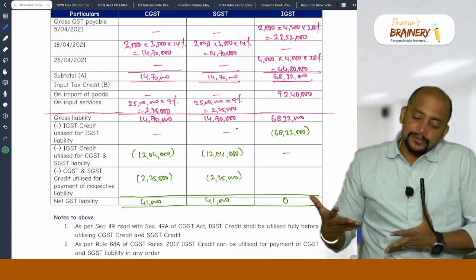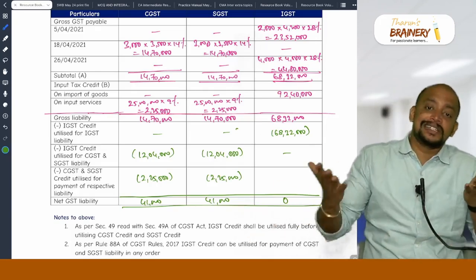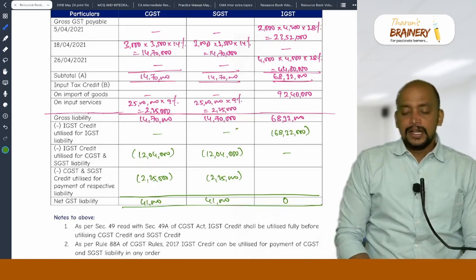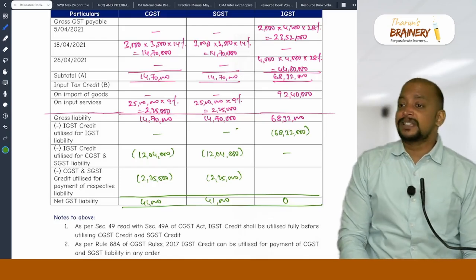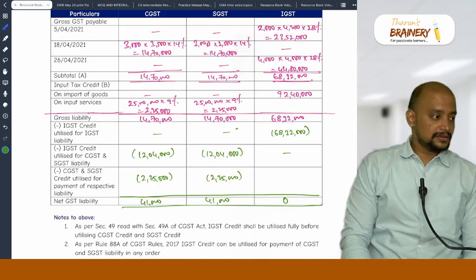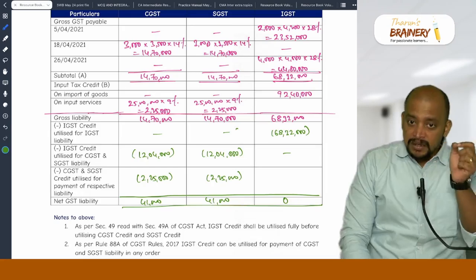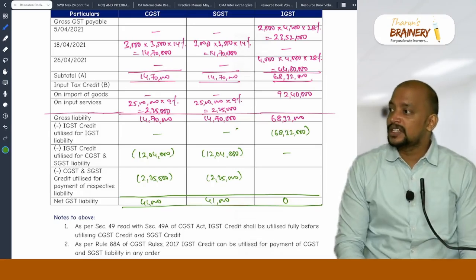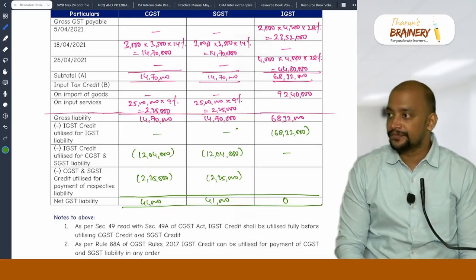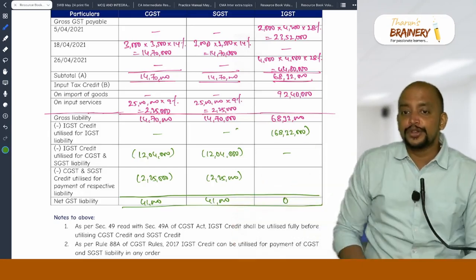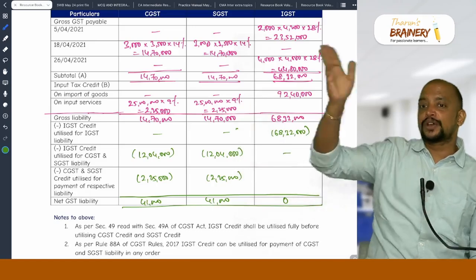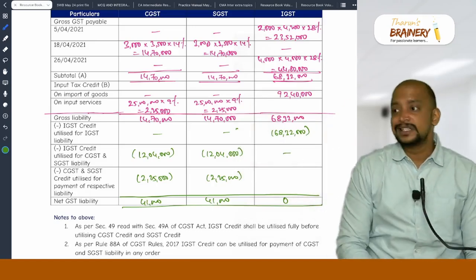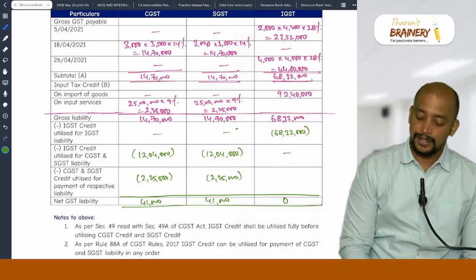Because what we can do, we can use CGST and make CGST as 0. It depends. Sometimes in the question they will say, compute the minimum SGST payable. Means what? They want the SGST to become 0. So you need to use more credit for SGST and ensure that it becomes 0, and the remaining you can use for payment of CGST. You understood?